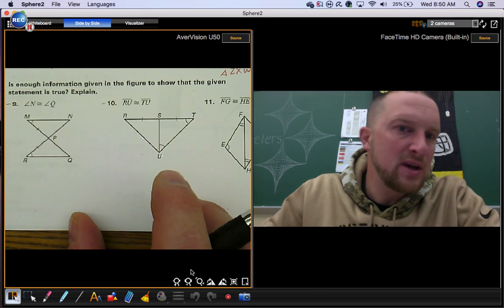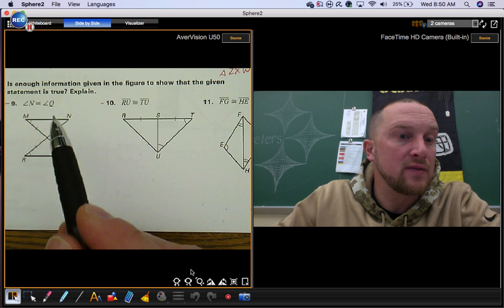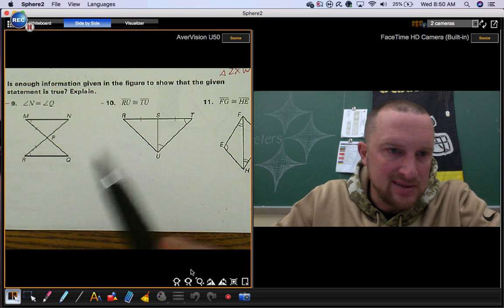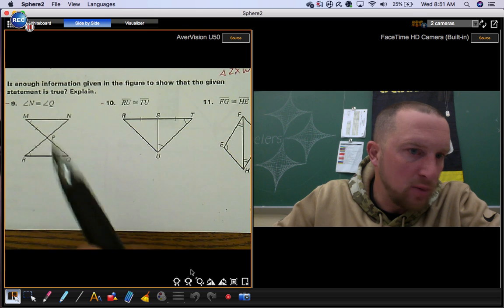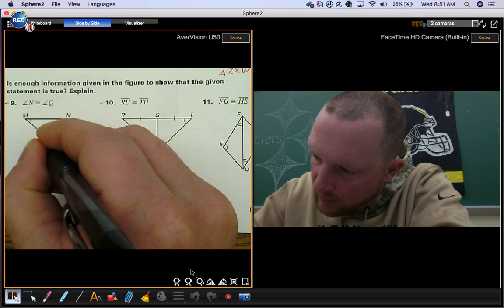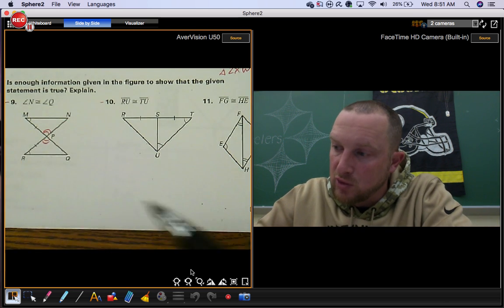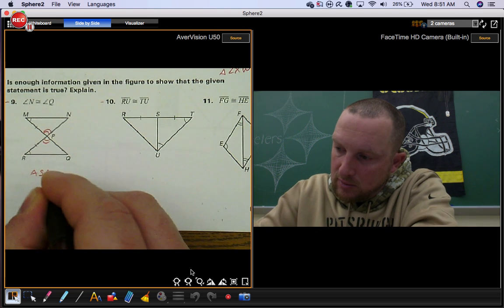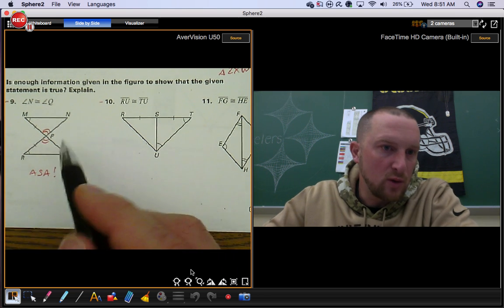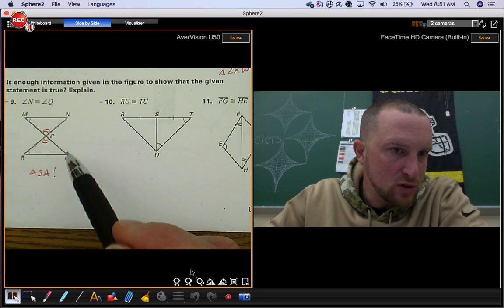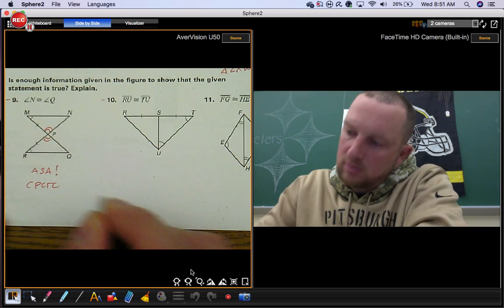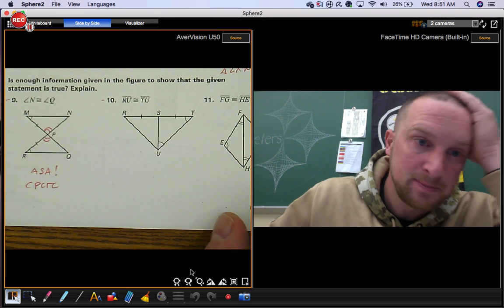Is there enough information given in the figure to show that the given statement is true? Well, it's the same thing as the last section basically. You got 2 pairs of congruent parts here. You also have congruent angles. So these are congruent triangles by angle side angle. So if the angles are congruent, would the corresponding parts be congruent? They would be by CPCTC.